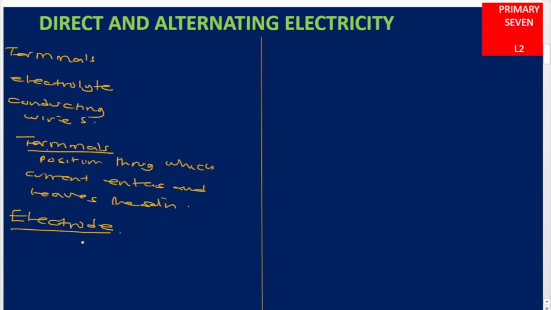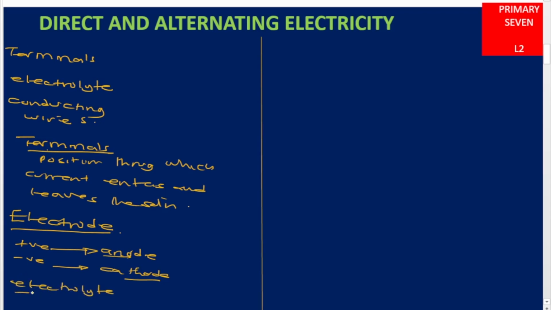Now that's an electrode, and there are two. We have the positive electrode and the negative electrode. The positive electrode is called an anode, and the negative electrode is called a cathode. So cathode is a negative electrode, and anode is a positive electrode. An electrode is a terminal through which current enters and leaves the solution. Now we are going to look at another terminology here, that is an electrolyte.